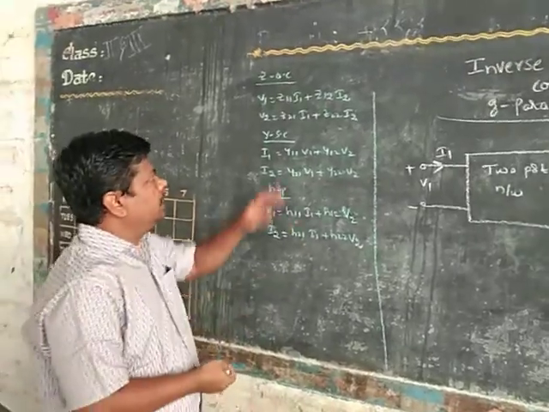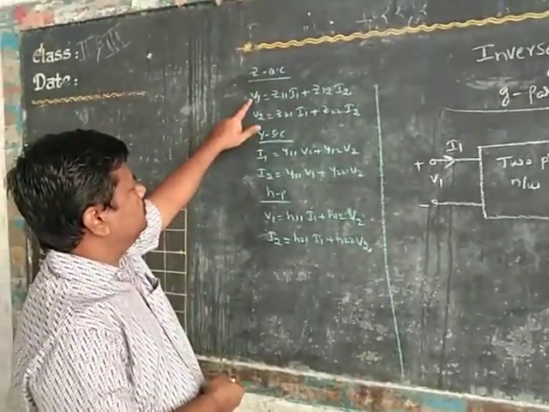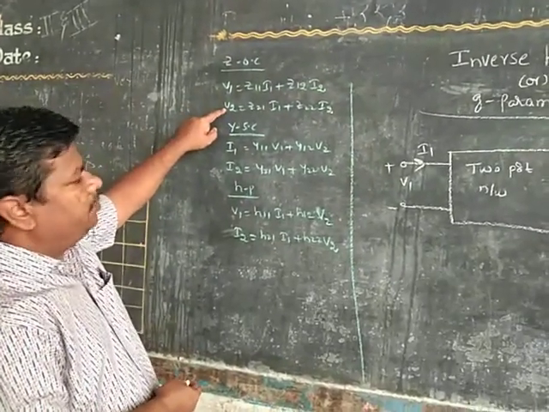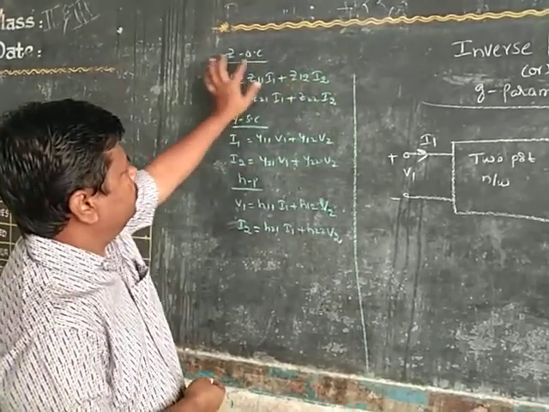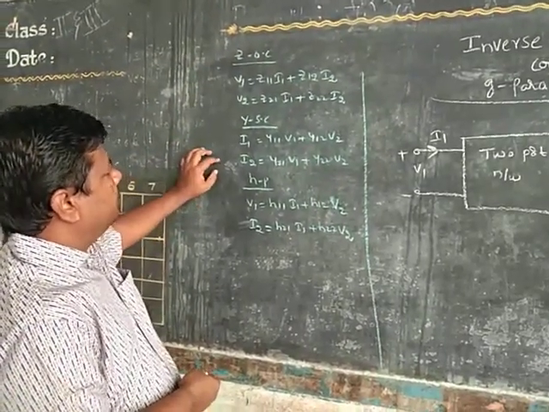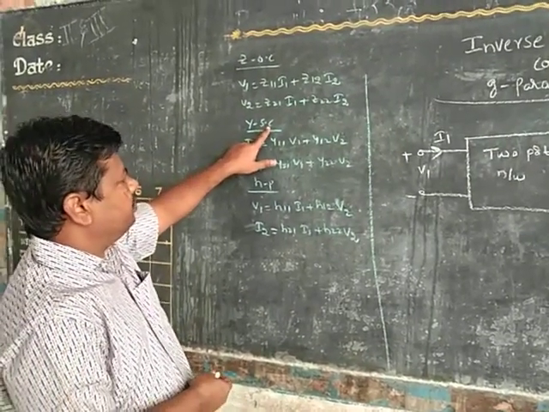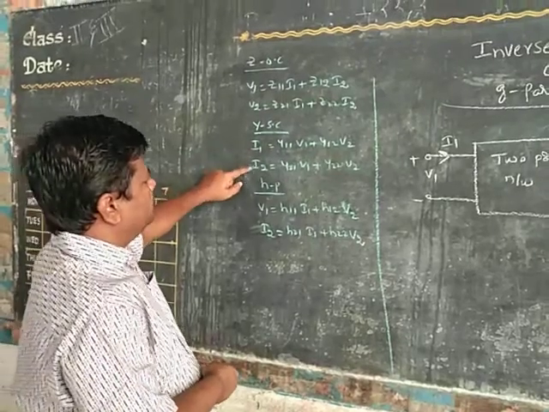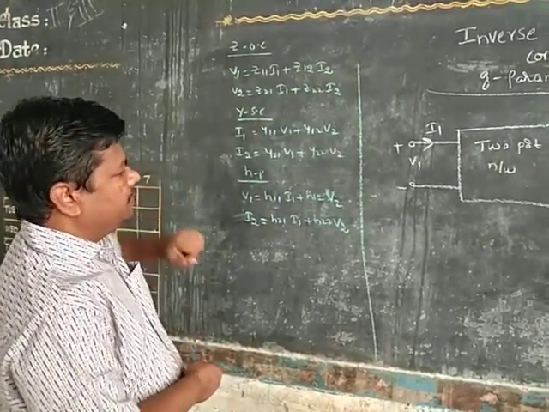Already we discussed Z parameters. These are open circuit parameters, in which V1 and V2 are dependent parameters. V1, V2 depend on I1 and I2. These are also called open circuit parameters or impedance parameters. Whereas in Y parameters, also called short circuit parameters, I1, I2 depend on V1 and V2. These are called admittance parameters.